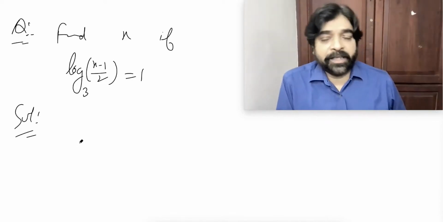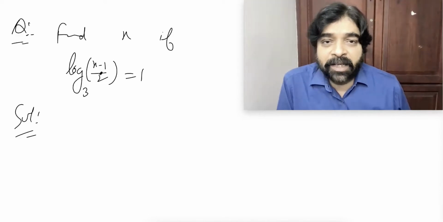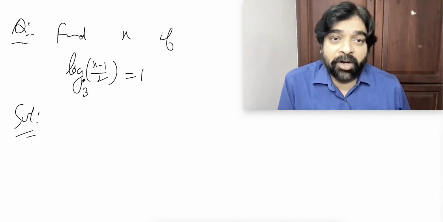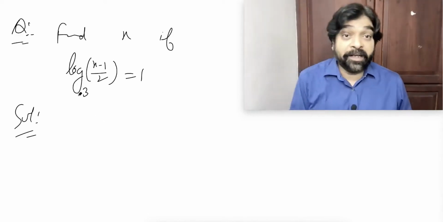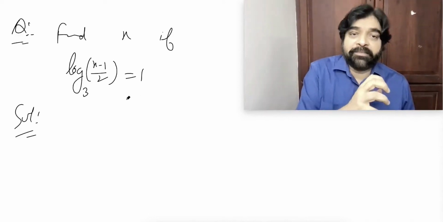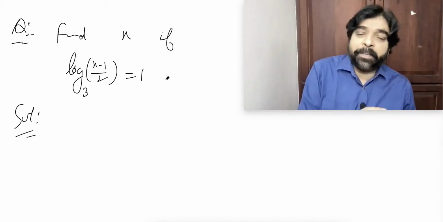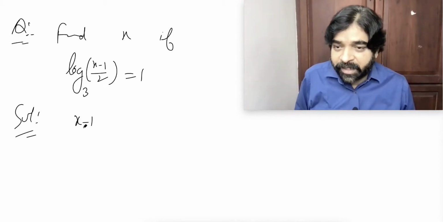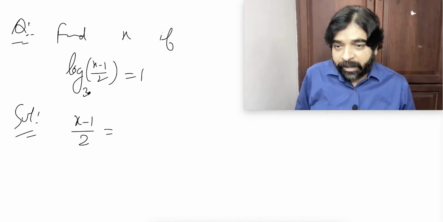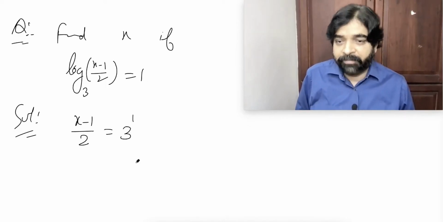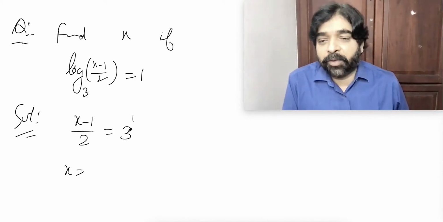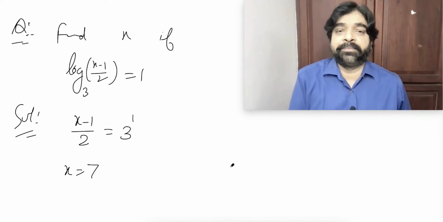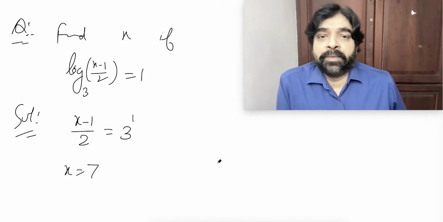If I have to find x, the first thing is that x is inside the log. So until this log disappears, I cannot find x. So I will send this log to the other side. Be clear, log always goes with the base. So if the log goes with the base to the other side, what's the balance here? (x minus 1) by 2 equals the base 3 to the power 1. So from here, x equals 2 into 3, 6, plus 1, 7. I'm sure it's clear to everybody.